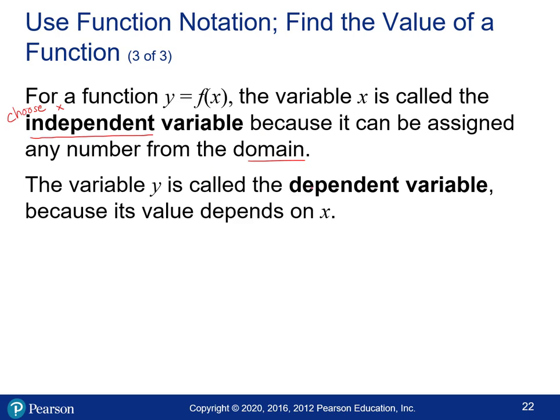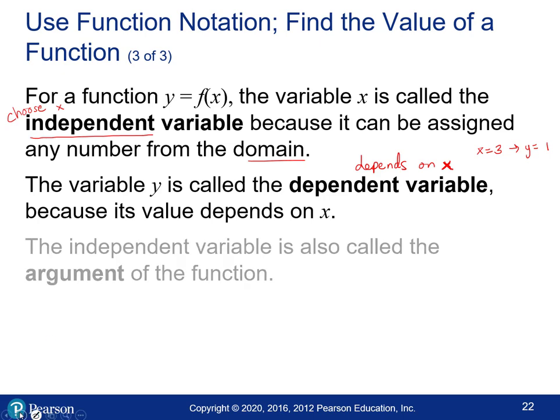And then y is called the dependent variable because it depends on x. So if you chose an x, based on that choice, you're going to get a very specific y value. So your y, in this case, is the dependent variable. It depends on your choice of x. From our last example, when we chose x equaled 3, because of that independent choice, our only possibility for y was 1. That was the dependent variable from our other example.